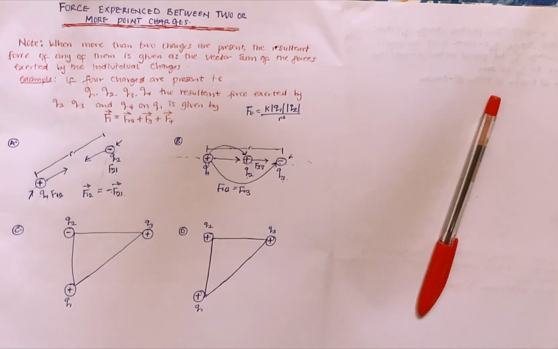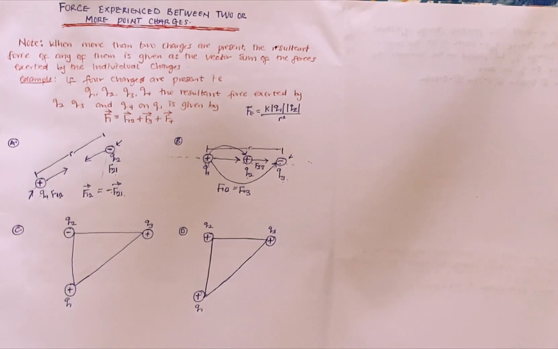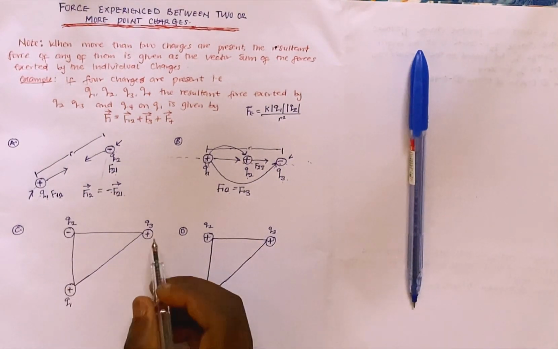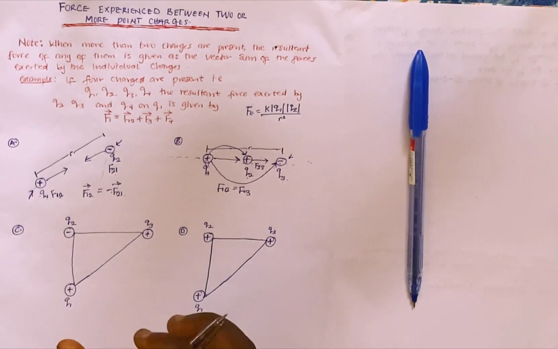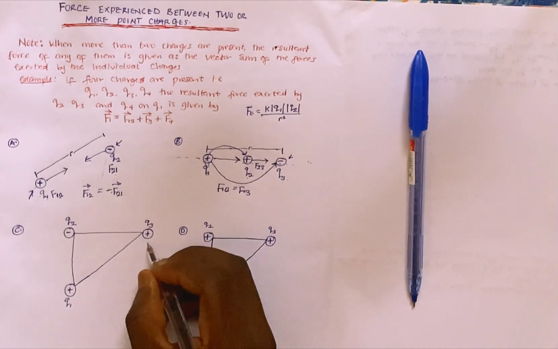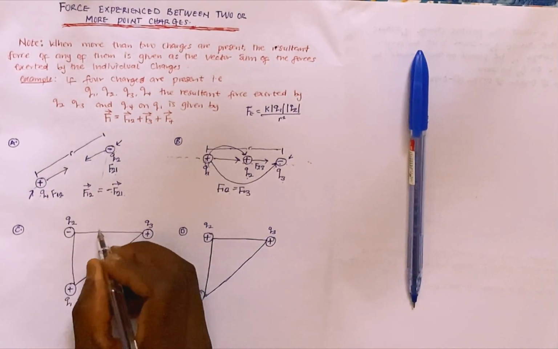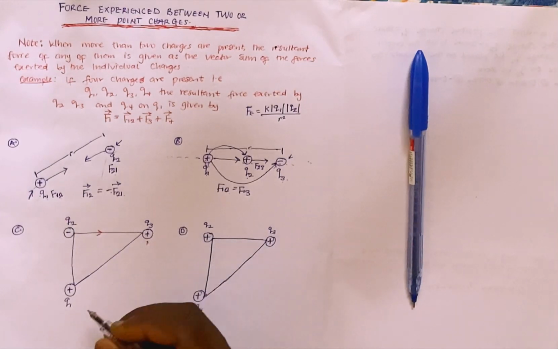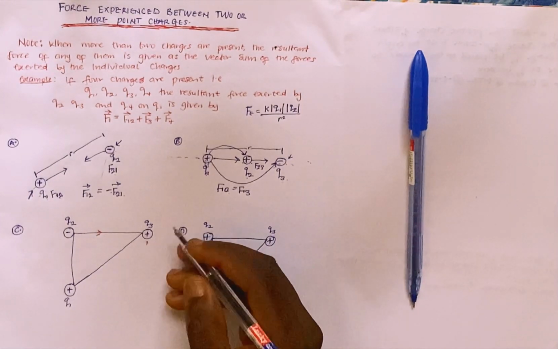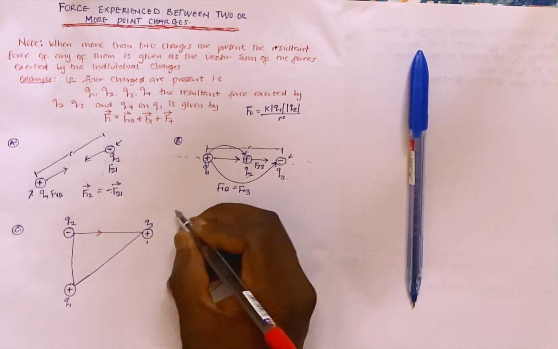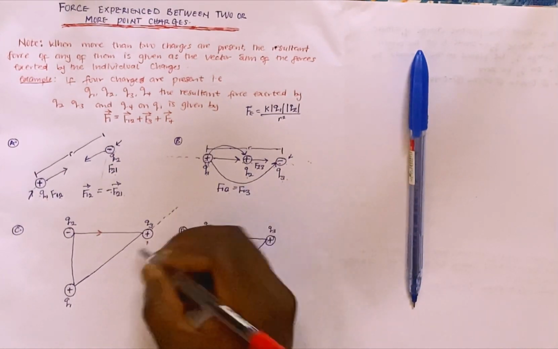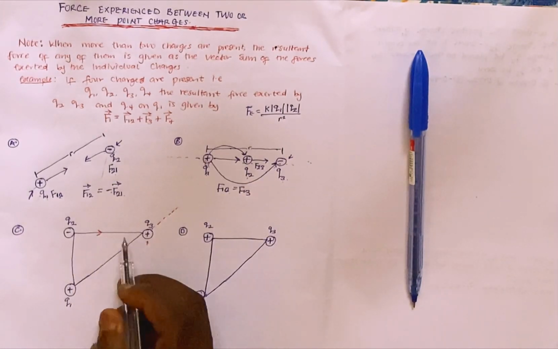Now looking at the next one, I'm having my Q1, Q2, Q3. In this case, I just need to consider some things. I have my Q2 here, my Q3 here. Between Q2 and Q3, there is a force going to be experienced between them, and it is an attractive force. Considering my Q3 as my main point charge, this Q2 is going to be attracted to Q3 towards the positive side. Can you see this now? But considering Q1 and Q3, the repulsive force is going to be towards this side, and my attractive force is going to be within each other here.